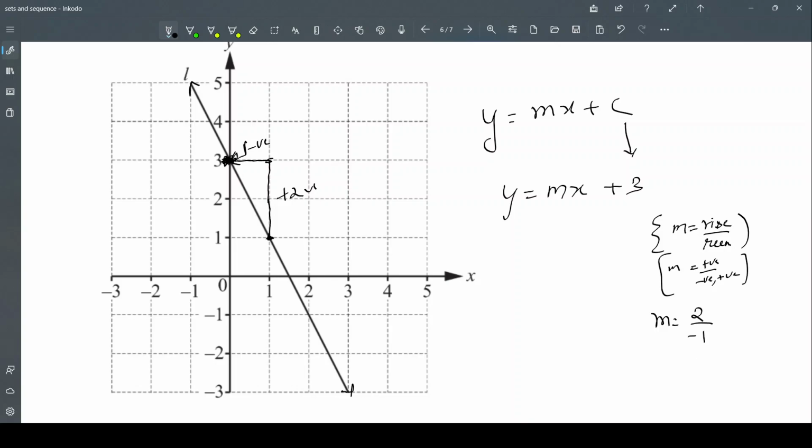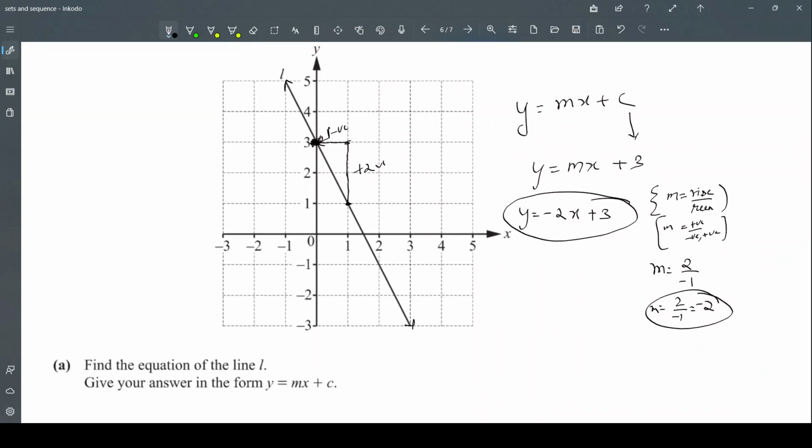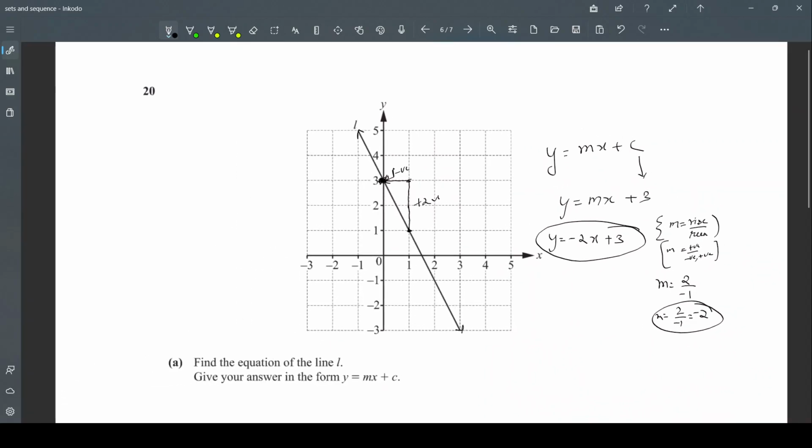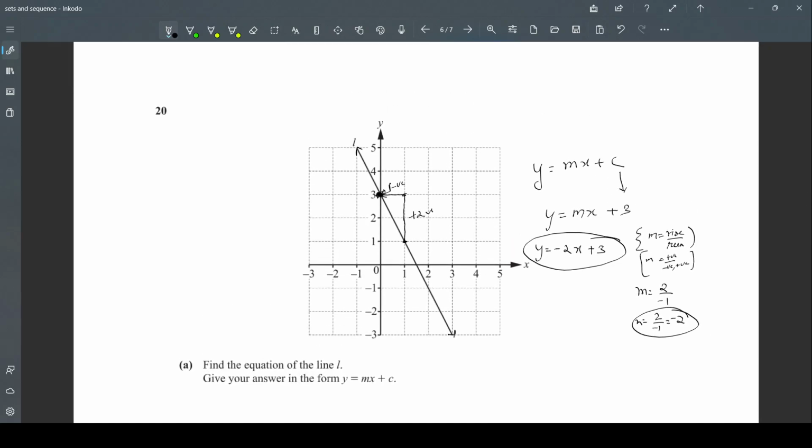Okay, so what will be the equation of the line? y equals 2, or you can write minus 2, because 2 by minus 1 can be written as minus 2. Okay, so m is equal to minus 2, so y equals minus 2x plus 3. So this will be your equation of the line. I guess you understand how to find the equation of a line. You can try some more questions from your past papers to make it much easier.